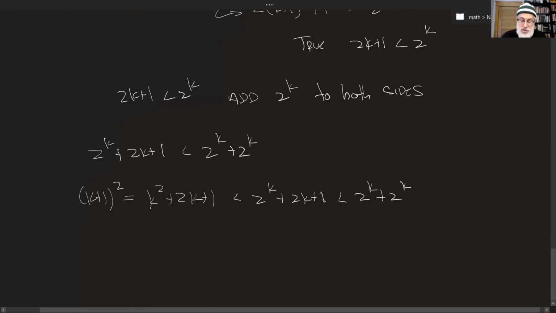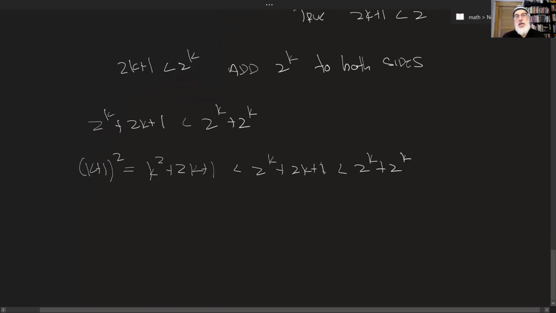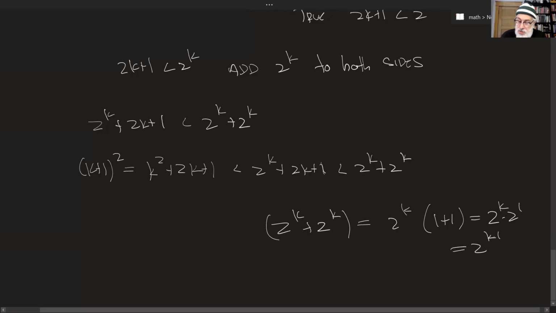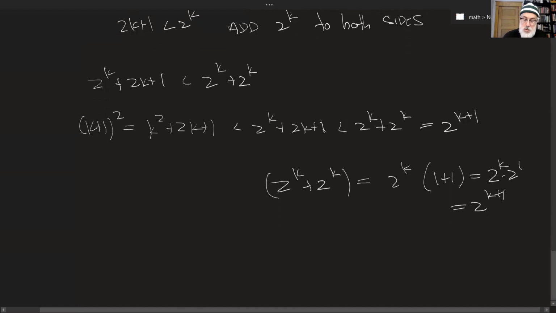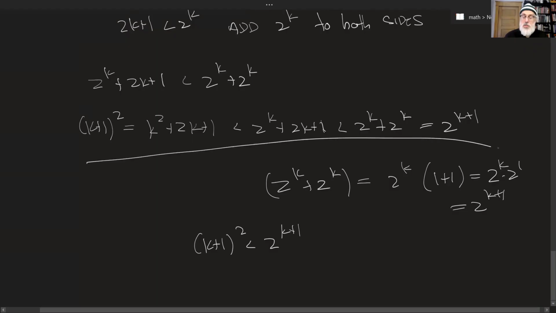Just to be thorough, let's explain why 2^k plus 2^k is equal to 2^(k+1). Again, if you need to review exponents, put the link in the video. So I can factor out a 2^k, which leaves me with 1 plus 1, which is just 2, and add the exponents, then that's 2^(k+1). So this is equal to 2^(k+1). So all of that allows us to say that (k+1) squared is less than 2^(k+1) by this long chain of inequalities.